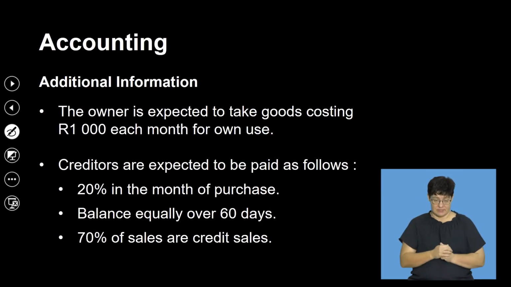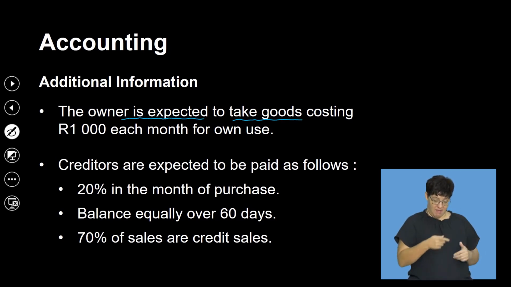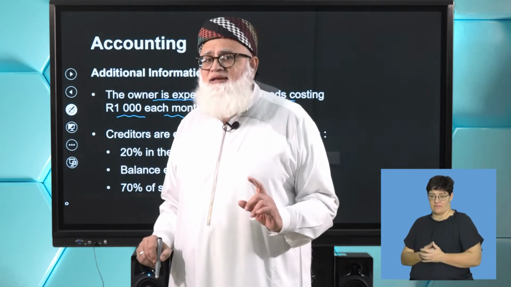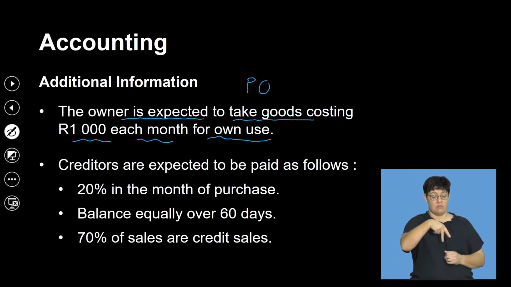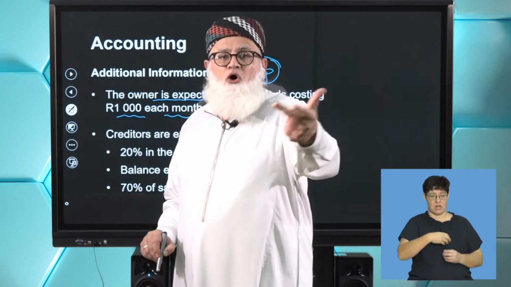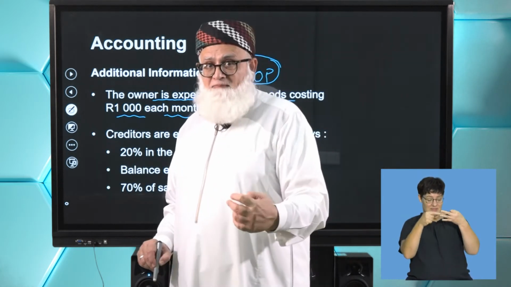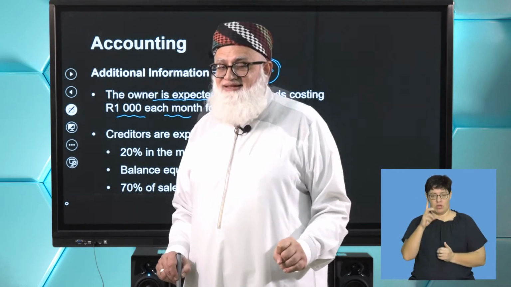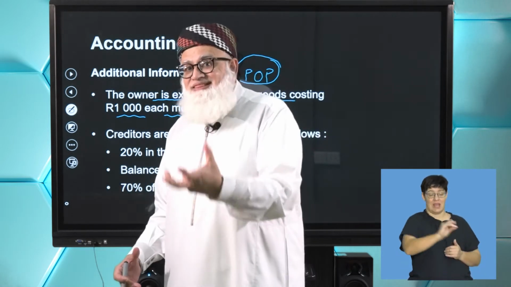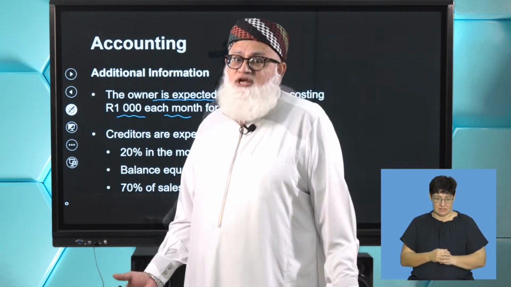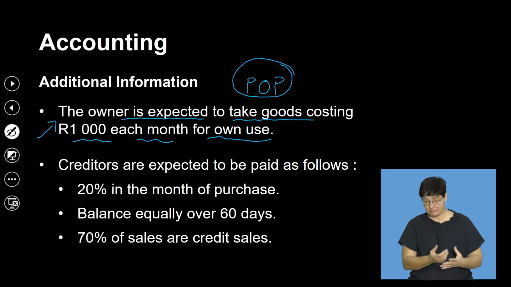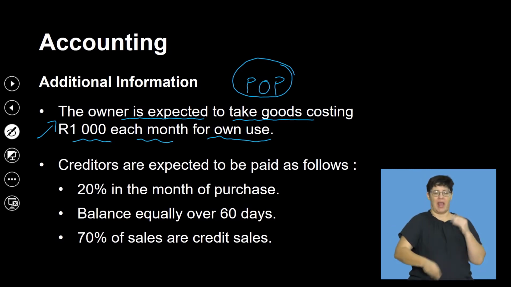Additional information: the owner is expected to take goods costing R1,000 each month for own use. Right? Remember again the acronym POP. What do we remember with the acronym POP? Whenever it says personal, owner, or private, when you see any one of those words, you remember that that is drawings. Right? That is drawings. Now, drawings is not necessarily only in terms of cash. Anything that the owner takes from the business, even if it may be trading stock, is regarded as drawings. So any information that is given to you is given for a very important reason, and you'll see why I'm saying that just now.